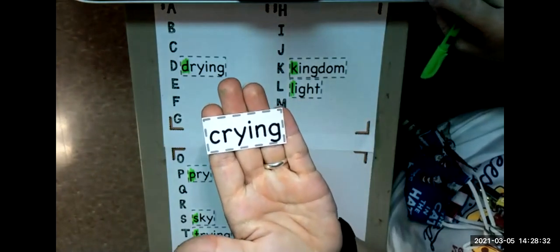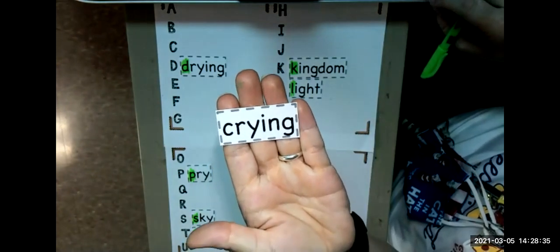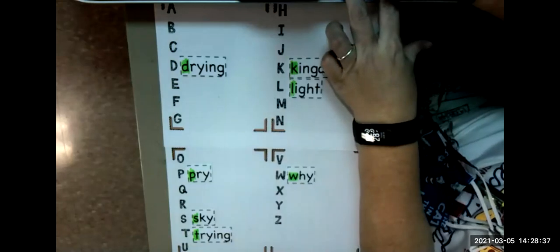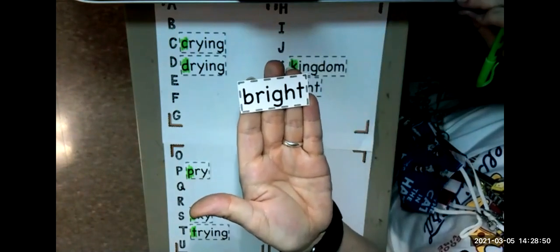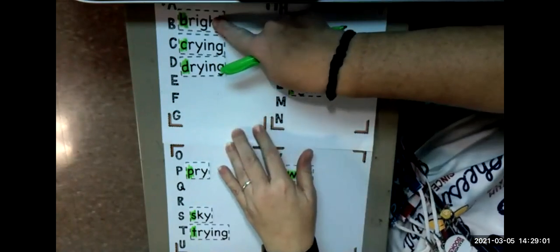The next word, crying. What's our first letter? A C. There we go. So it's going to go with the C's. Our next word is the word bright. What's the first letter? A B. Good job. All right, so it's going to go with these.